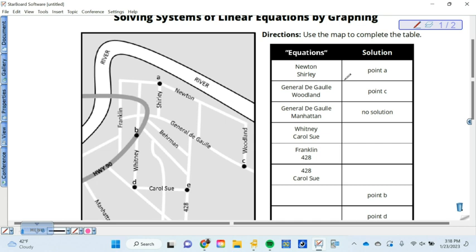So what is the meaning for a point to be the solution of the equation? So what does this point C represent for those two terms?